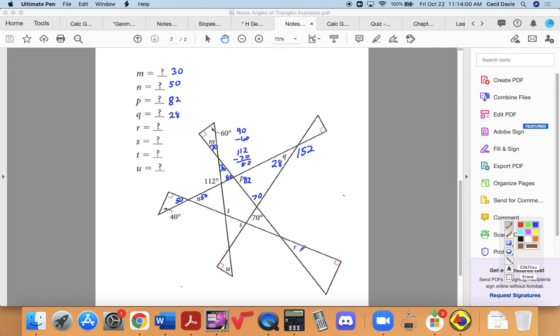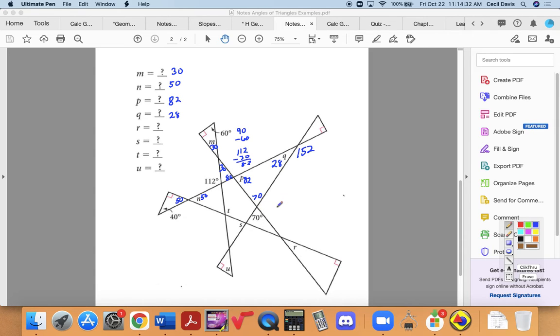R is all the way over here. I don't have much on that side, do I? And there will be times when you can't do it alphabetically. Don't get too tied up in that. Find what you can. I can find angle S in one step right now. 70 vertical angle. No, 70 is up here.